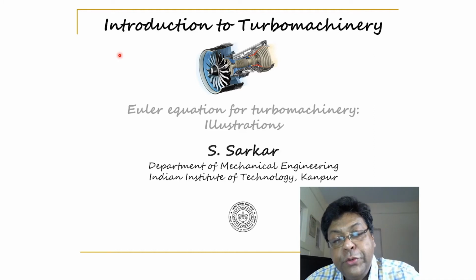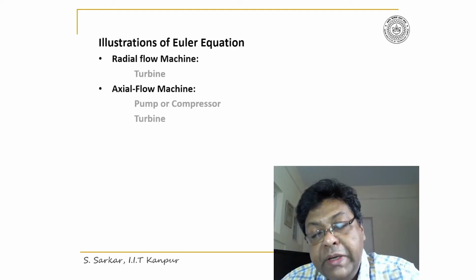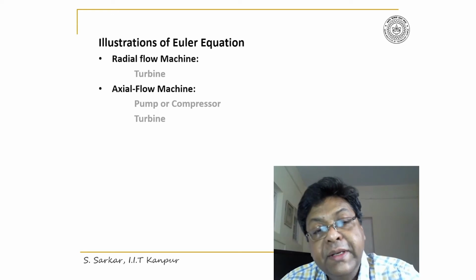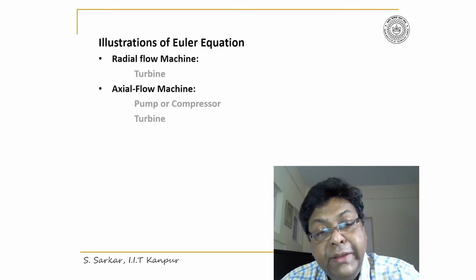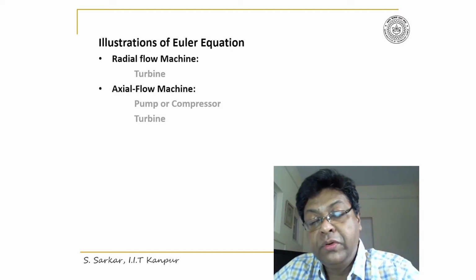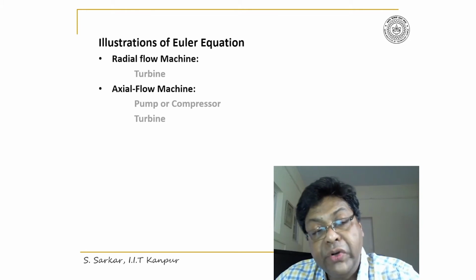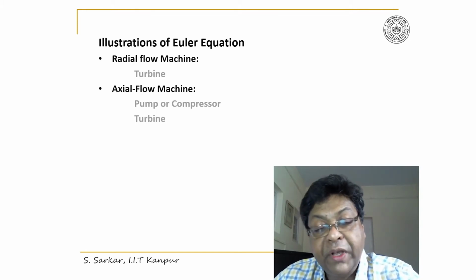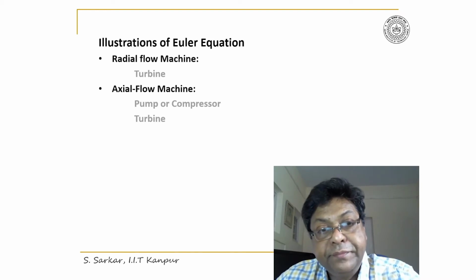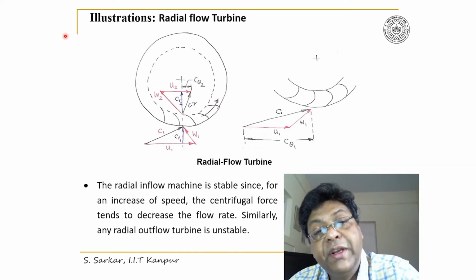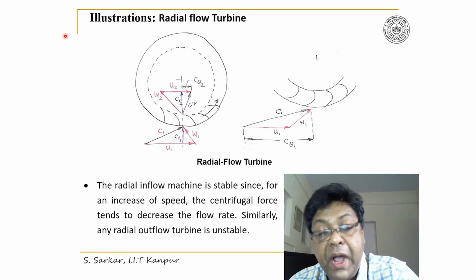Hello, today I'll continue the discussion on Euler equation for turbomachinery. The content of the lecture today is illustrations of Euler equation: radial flow turbines, then I would go to axial flow machines, and here I'll discuss on pump or compressors and turbine. I'd initiate the discussion today with a radial flow turbine.